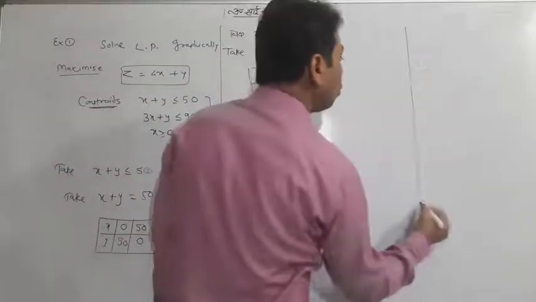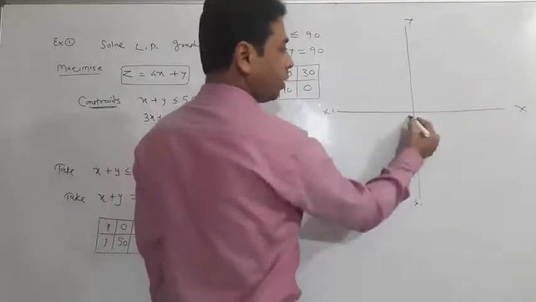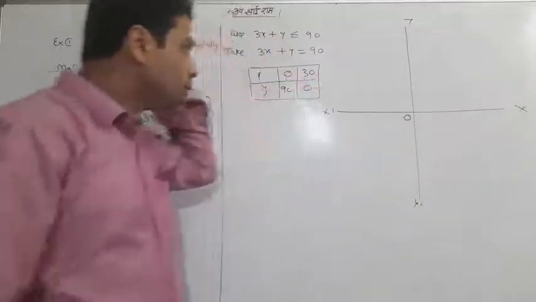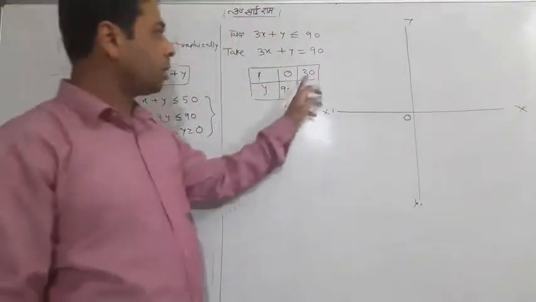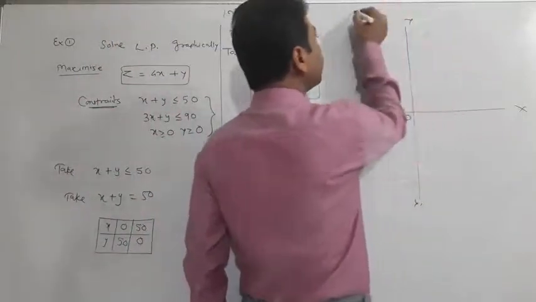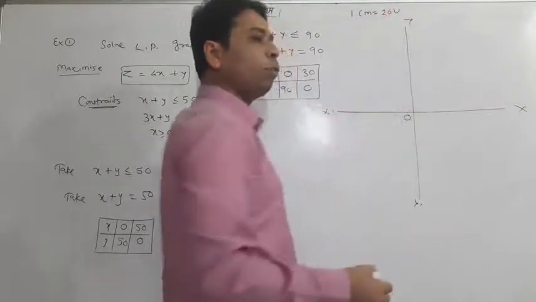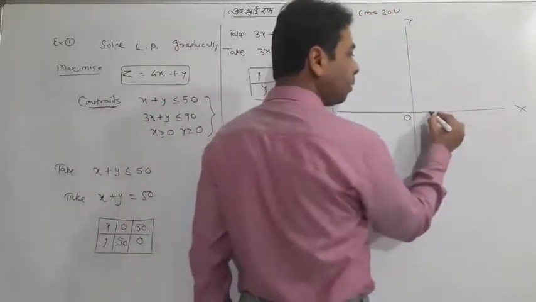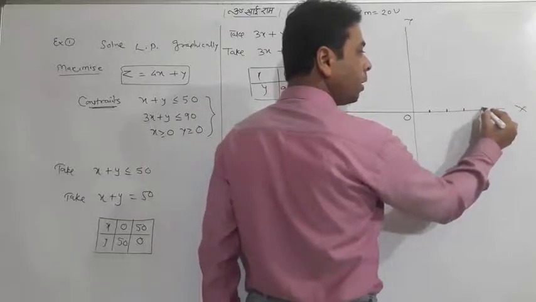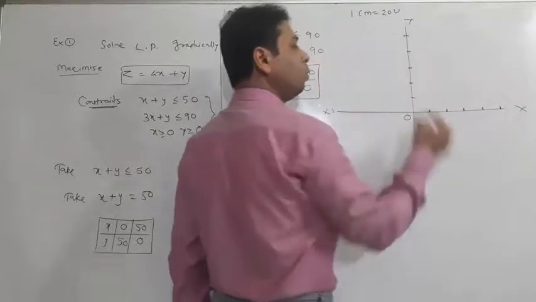Now it's time to go on the graph. x, y, x dash, y dash. Now you have to choose a proper scale, which depends on the values 50, 30, 90, something like that. You can choose 20. So it's a good scale I'm taking: 1 centimeter equal to 20 units on both axes. So this is 20, suppose this is 40, 60, 80, 100. You can understand it is also till 100.